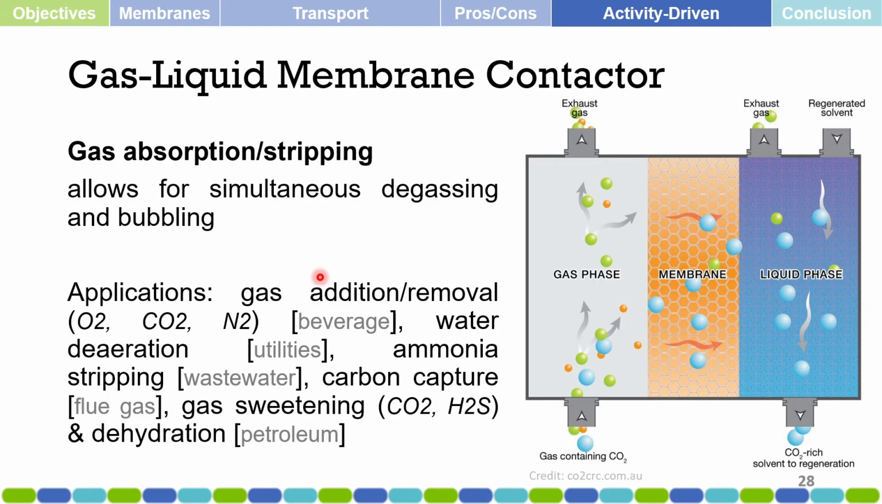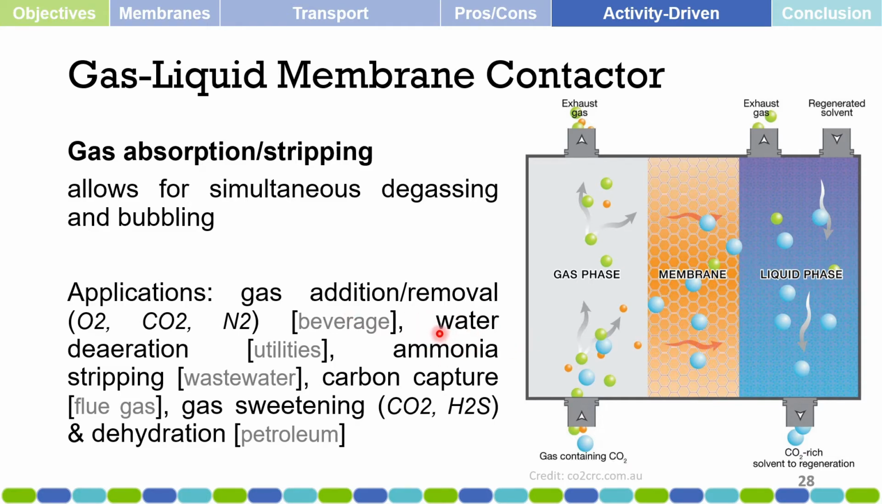Generally it has been useful for beverage industries which need the addition or removal of gas. For example, a beer product which requires to be deoxygenated, or have oxygen removed, and also to be carbonated. This process can be done simultaneously using a gas-liquid membrane contactor.